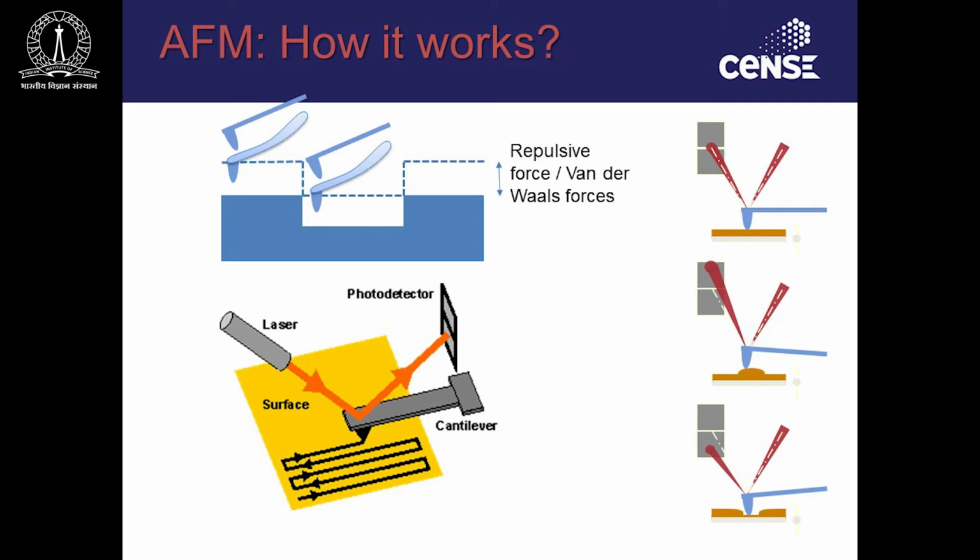While rastering, how the tracking is done is by pointing a laser on the cantilever. This cantilever will have a reflective surface, and in turn, when the laser falls on that cantilever, the reflective part of the cantilever, it will go to a detector. So whatever reference point we have initially will keep changing when this cantilever, the tip, interacts with the surface.